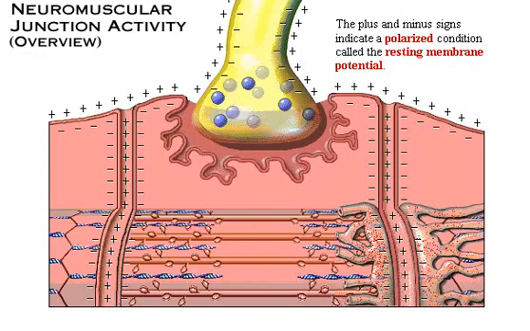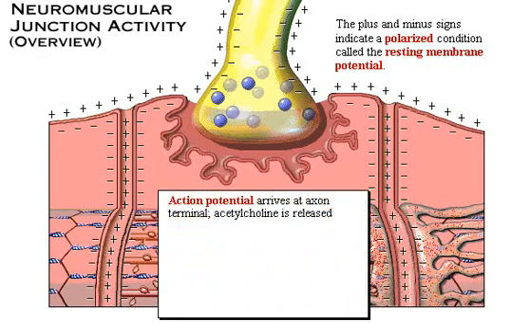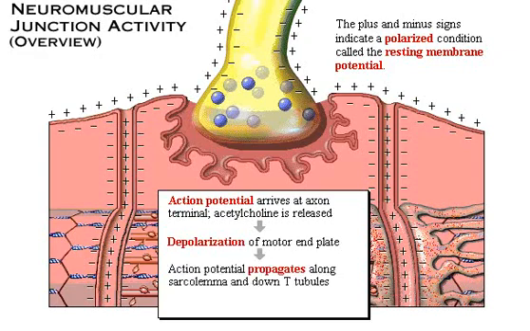Here's an overview of the activity that occurs at the neuromuscular junction. An action potential arriving at the axon terminal triggers the release of the neurotransmitter acetylcholine, resulting in the depolarization of the motor end plate. This depolarization triggers an action potential that propagates along the sarcolemma and down the T-tubules, causing contraction of the sarcomeres. On the next several pages, we will look at this process in more detail.